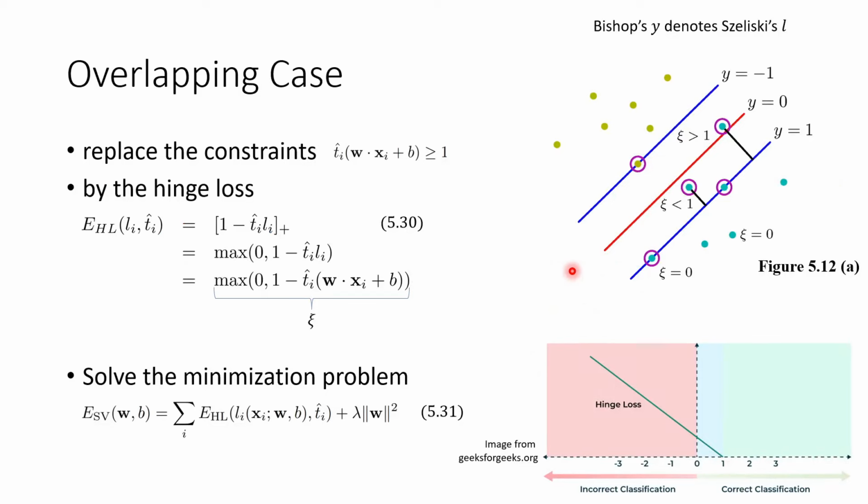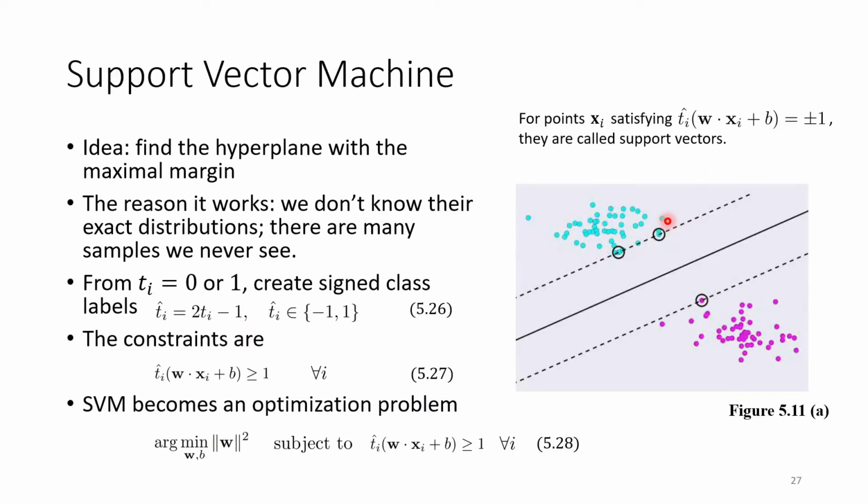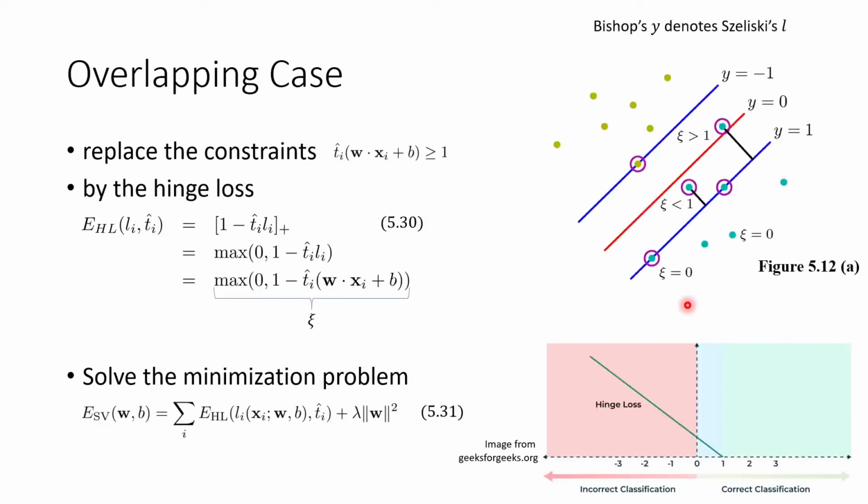For support vector machine, there's another format. It is the overlapping case. Here we can see this is a restriction: every point needs to be out of the boundary lines. But in this format, we allow some points in the boundary.